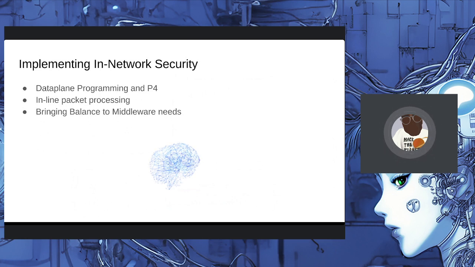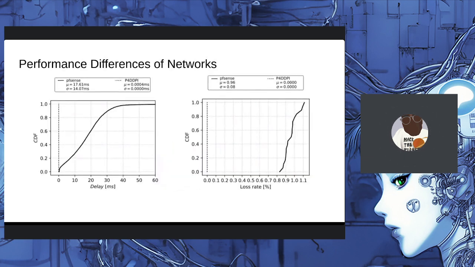You don't necessarily have to send it all to the middleware appliance. You can now think about how we can balance what middleware does and what you can do with these low-level functionality within switches on the device. So what are the performance differences? Why is in-network security important? This is the meat of the potatoes, right?